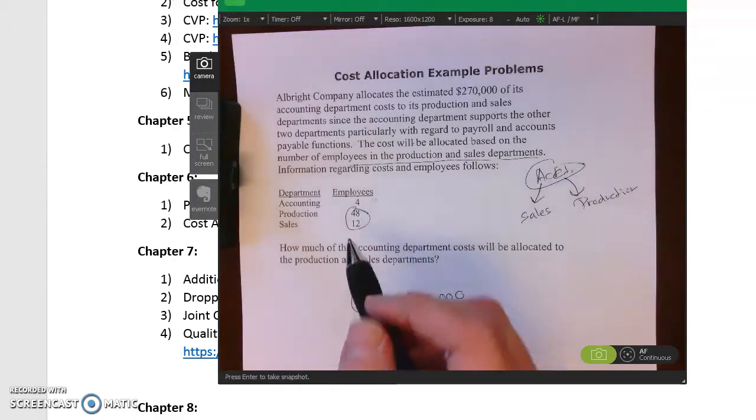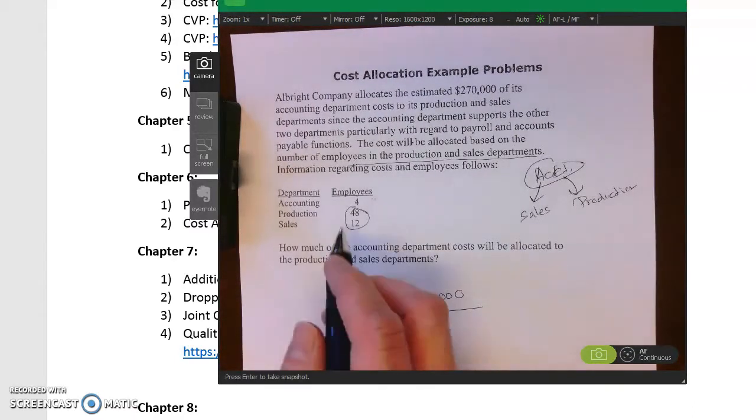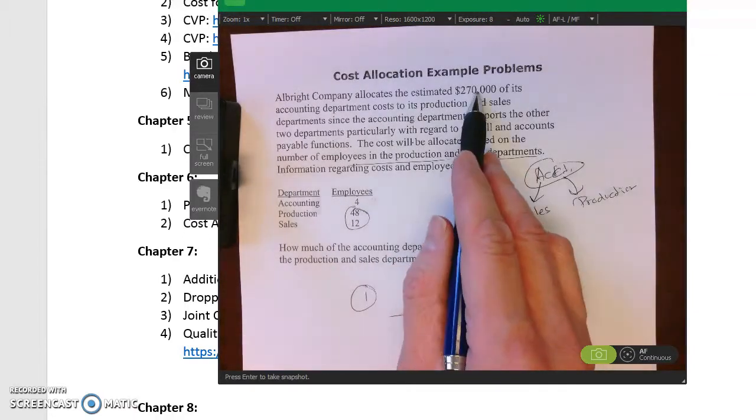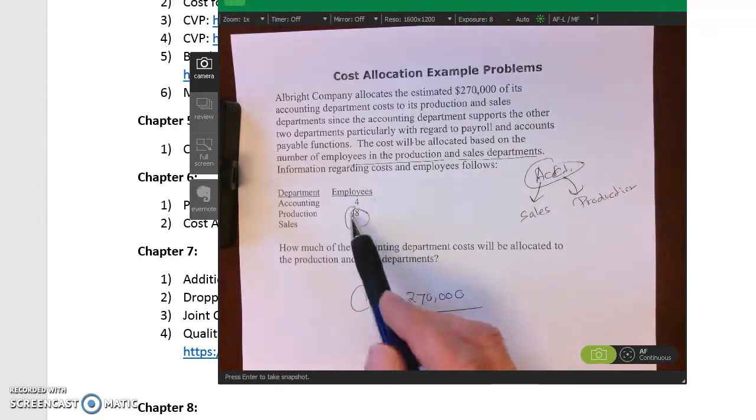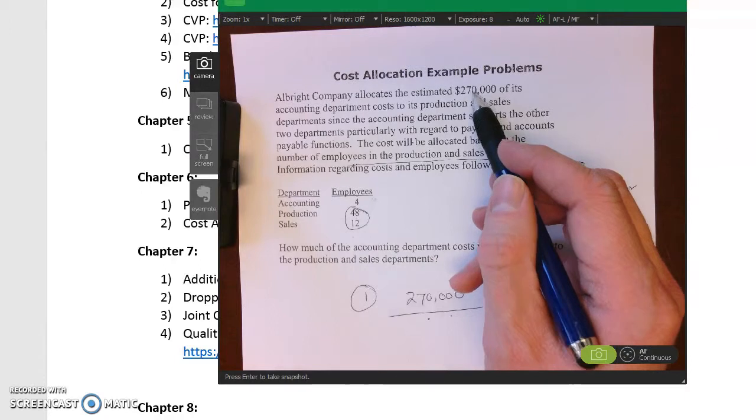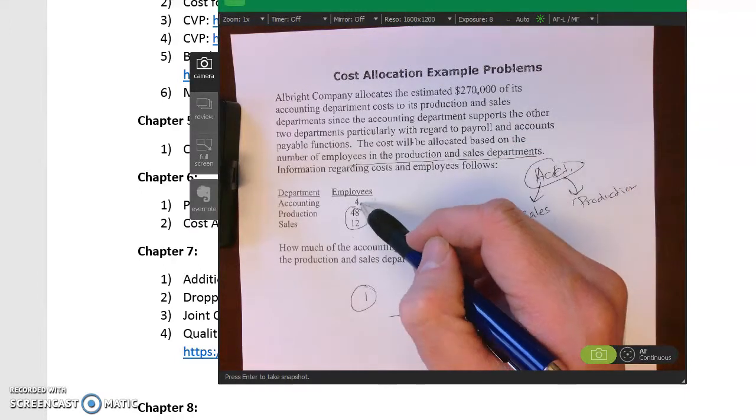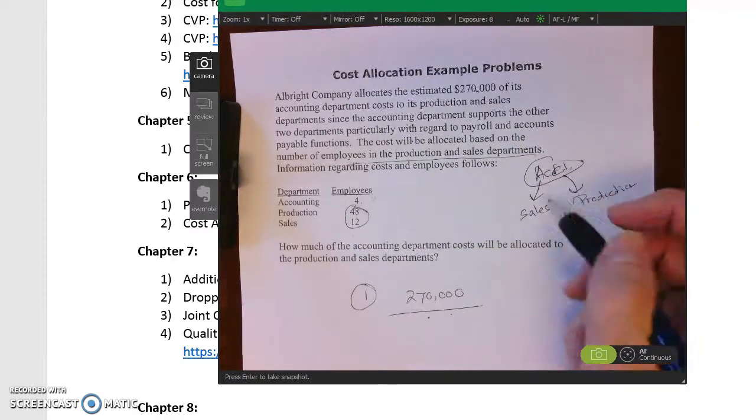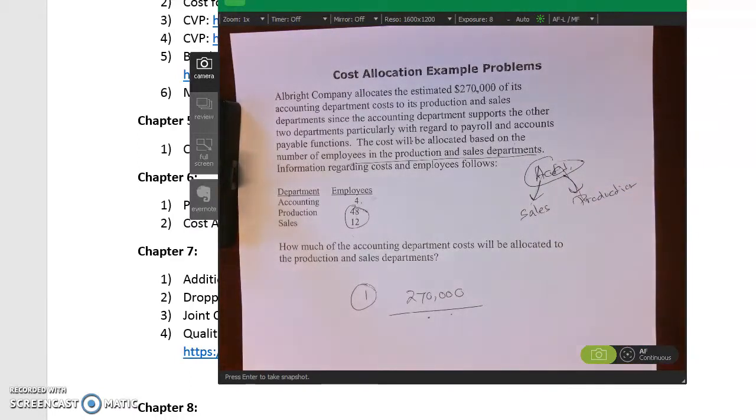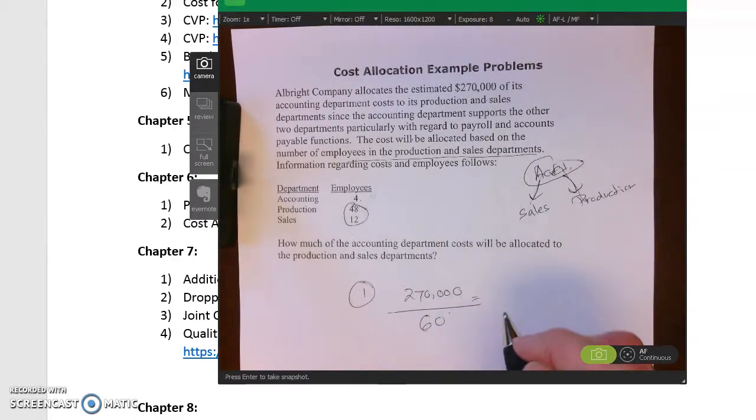Okay? Also, if you have the denominator of 64 rather than 60, you're not going to allocate out the full 270 to production and sales. And furthermore, this 270 represents the cost of these 4 employees, and we want to allocate their costs out to the departments that these employees support. Okay, so we're going to divide by 60, and that's going to give us our $4,500 per employee.